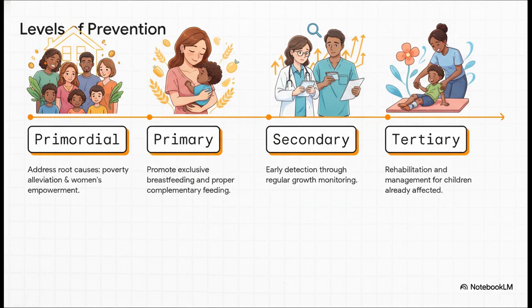But all that treatment is reactive. The real goal is to stop kids from getting sick in the first place. That means focusing on prevention at every single level. It starts with primordial prevention, big picture stuff like fighting poverty and empowering women. Then you have primary prevention, like promoting breastfeeding. Secondary is about catching problems early with things like growth monitoring. And tertiary prevention? Well, that's the rehabilitation we just talked about.